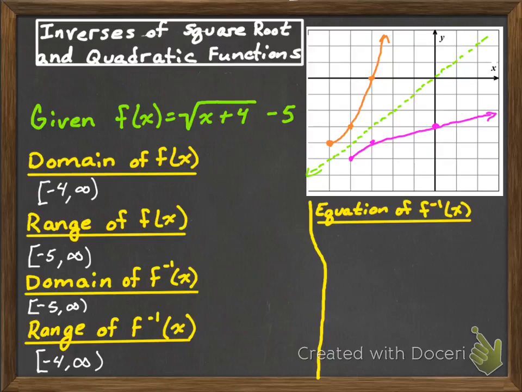We start by taking the original equation, which is y equals square root of x plus 4, minus 5. And we're going to switch the x and y values. So that makes it x equals square root of y plus 4, minus 5. We'll add the 5 over to the other side.